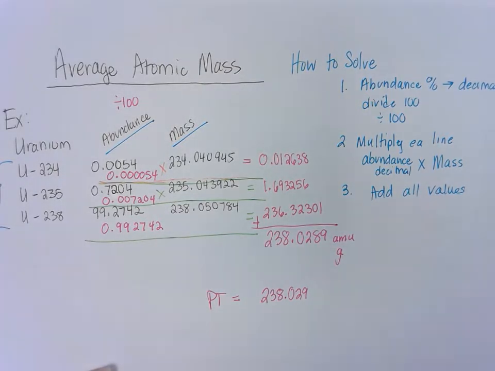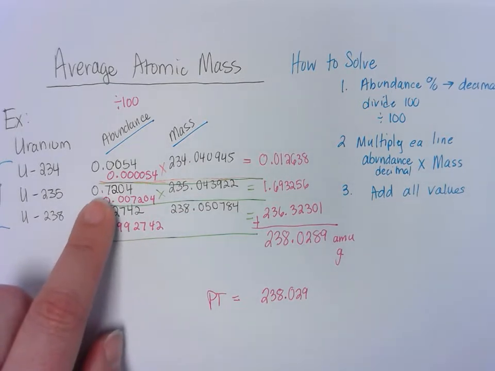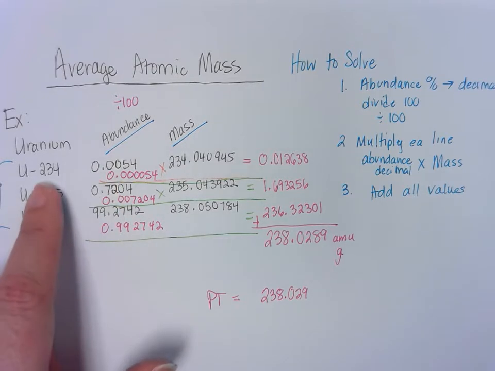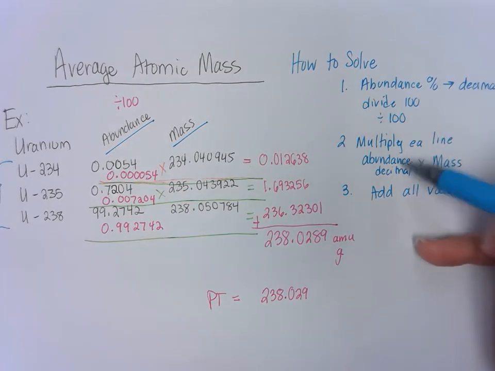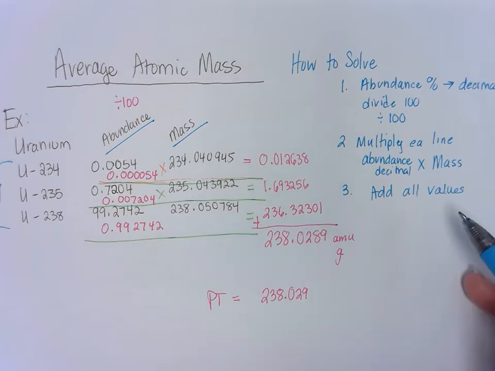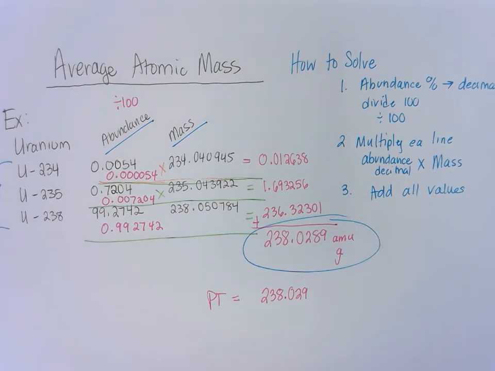that we calculated. And basically what it's saying is that in nature, 100 particles of uranium, we would have 99.27 would be the 238, 0.72 would be the 235, and 0.0054 would be the 234, and we're considering all of them to calculate our average atomic mass. 3 steps, do them line by line depending on what information they give you, and you get your end answer, which is the 238.0289.